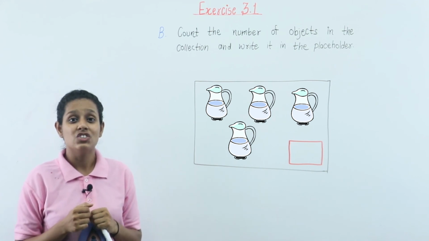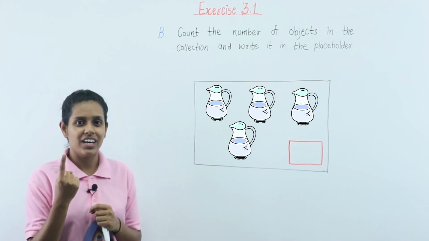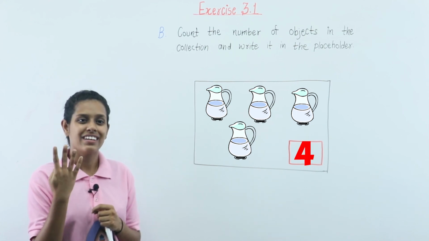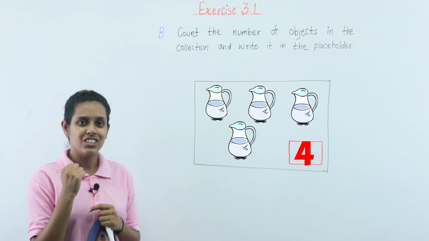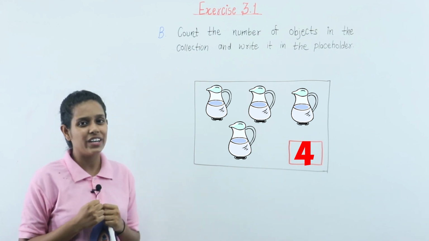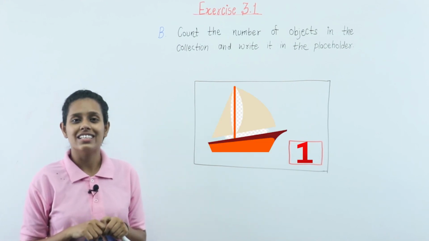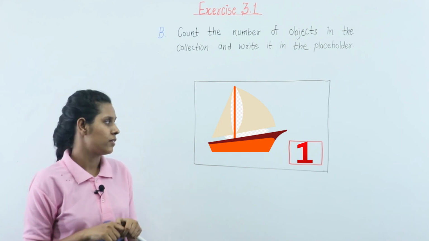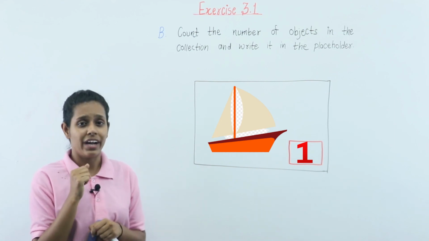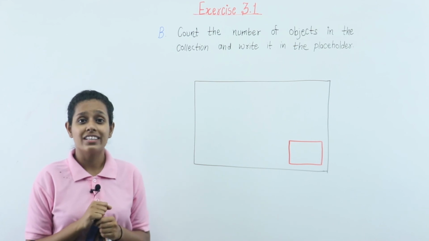What is this? Jug. How many jugs? Let's count. 1, 2, 3, 4. 4 jugs. Now write 4 in placeholder. Look at the next picture. What is this? This is a boat. How many boat? 1. Now write 1 in placeholder. Look at the next picture.